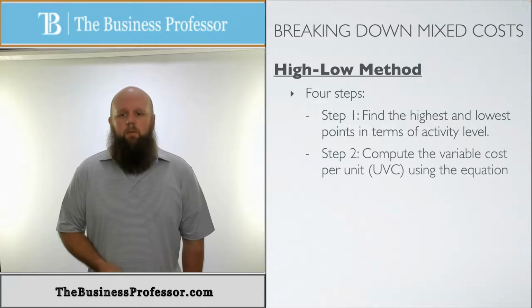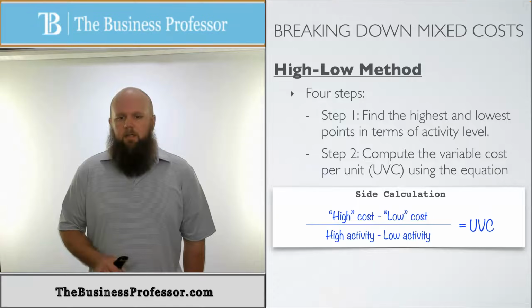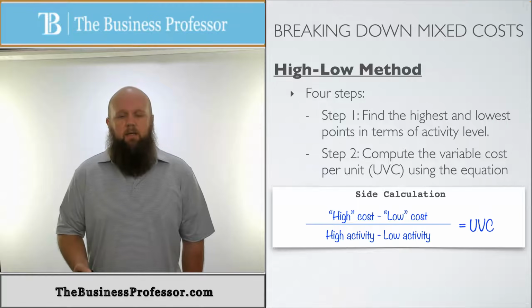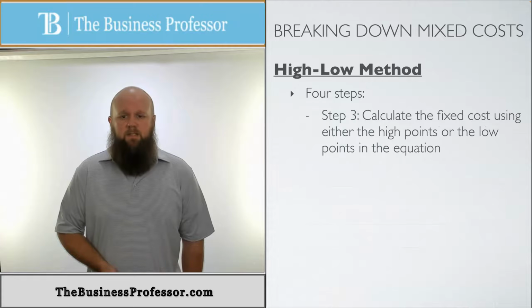Step 2, we're going to compute the variable cost per unit, or the UVC, using this equation. Notice the quotes here, because we're going to start with the high cost, and not necessarily the high cost, but the cost associated with the high activity. Remember, this is based on activity. So the cost associated with the high activity minus the cost associated with the low activity, all divided by the high activity minus the low activity. Another way to look at this, if you remember algebra in high school, this is rise over run. This is the equation for a slope. We're just putting it in our terms for managerial accounting. This is going to yield your UVC, or your unit variable cost. That's step 2.